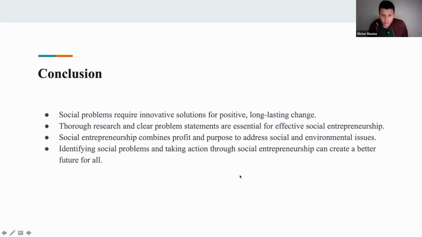So to conclude, before we go to questions, social problems require innovative solutions for positive, long-lasting change. It's through research and data where we learn if a problem is worth solving. Social entrepreneurship combines profit and purpose. Basically, business becomes a vehicle for social change. Identifying social problems and taking action through social entrepreneurship can create a better future for all.